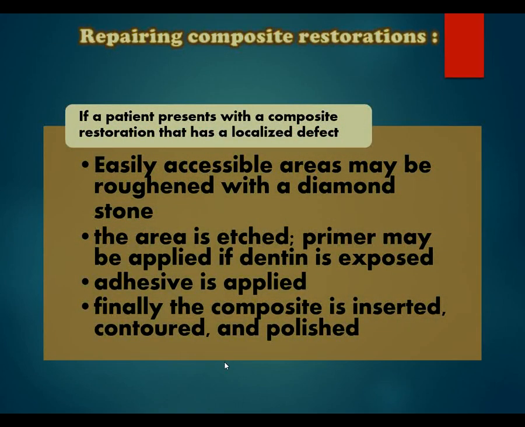If a patient presents with a composite restoration that has a localized defect, then easily accessible areas may be roughened with the diamond stone. The area is etched, primer may be applied. If dentine is exposed, adhesive is applied. Finally, the composite is inserted, contoured and polished.